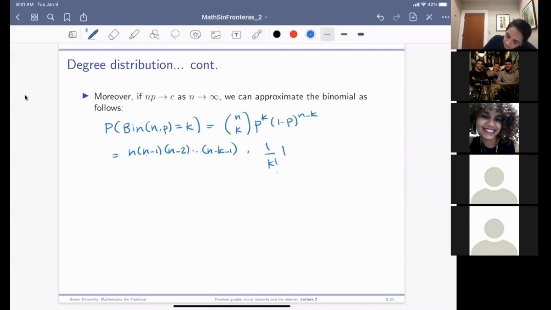Then I'm going to put the p to the k here. And before I put it like that, I'm going to do the following. I'm going to put an n and a p to the k. And because I added that n to the k, I'm going to divide by n here, here, here, all the way to n. So all of these, I have k in total.